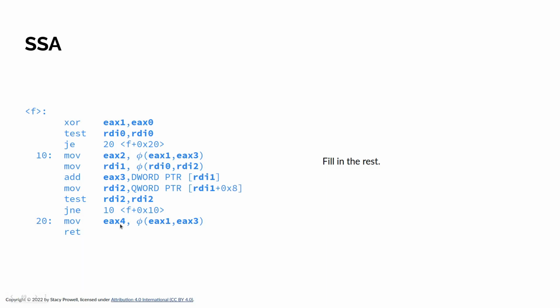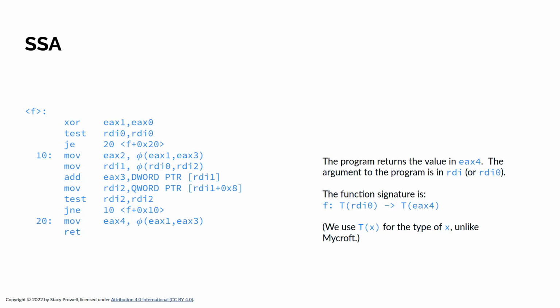We'll call that EAX4. And if we come back from here to here, we get EAX3, that's the highest one, and we get RDI2. There we go. There is our completed static single assignment version of the program, and the return value is going to be in EAX4.